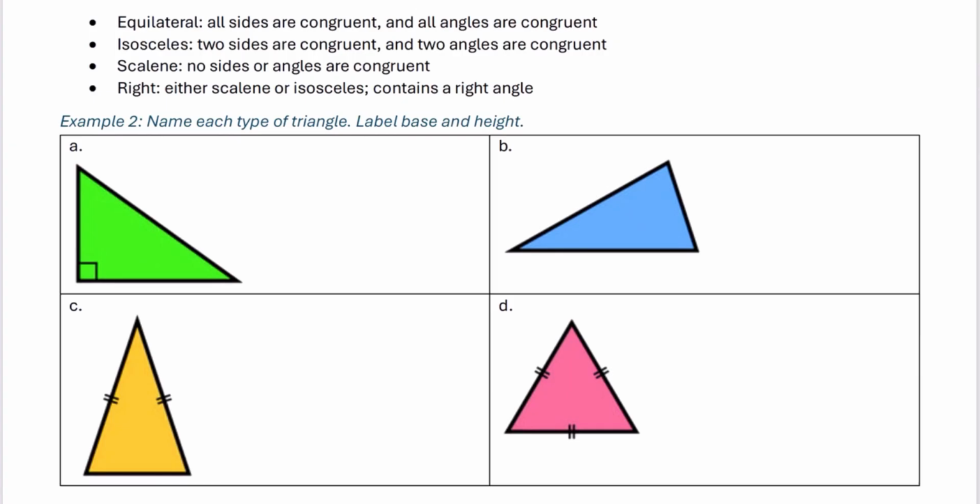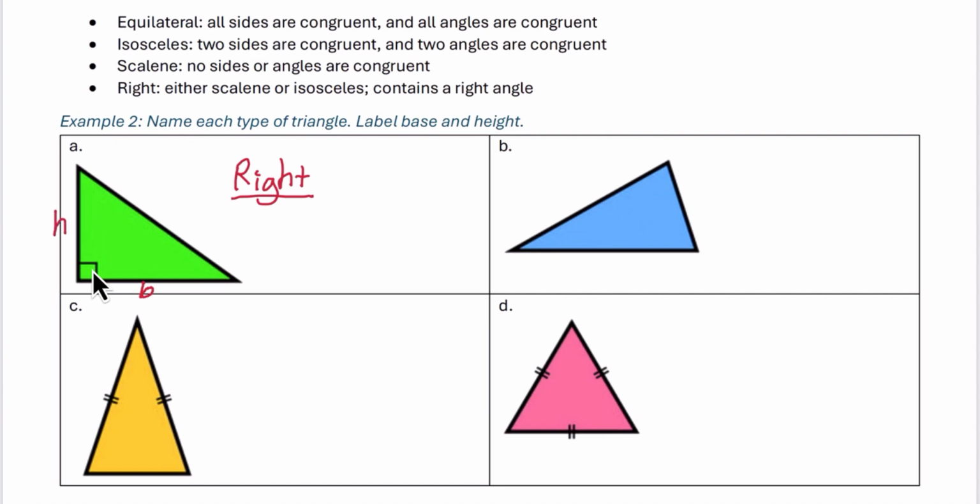For example, looking at triangle A, notice we have a right angle. So right away we can say that this is a right triangle. We also want to label the base and the height. The base is this side, and the height would be this vertical side.